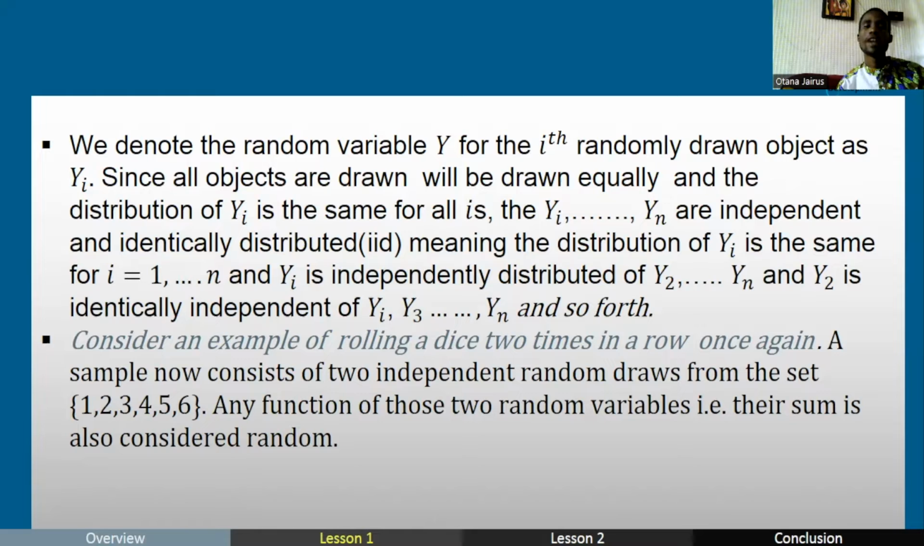That's what we call IID, or in simple terms, independent and identically distributed. So we can consider an example of rolling a dice. We want to roll a dice 2 times, and we want to determine if the sum of the numbers that you have drawn is random or not. These two numbers are independent draws, and you are rolling it 2 times. We want to know if the sum is random or not.